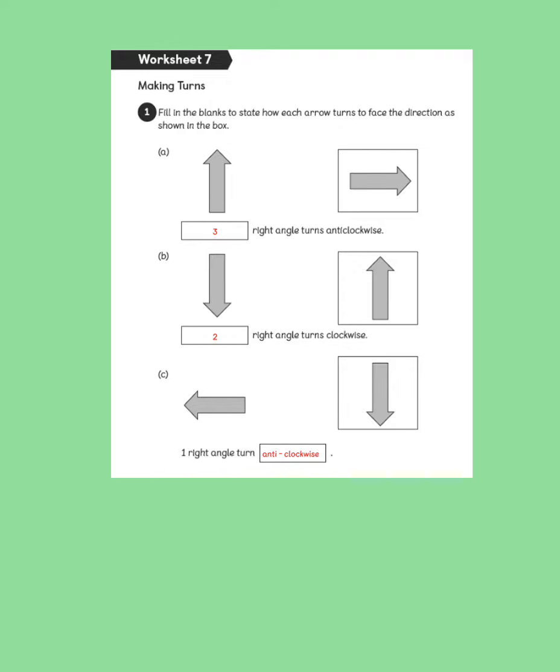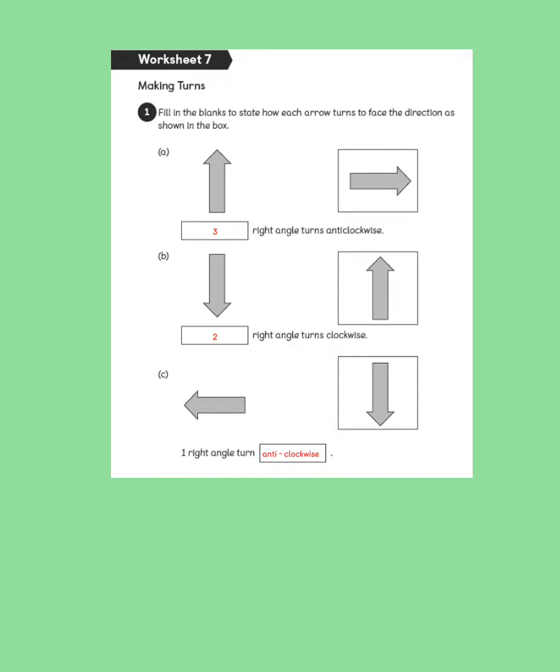Okay, so worksheet 7, making turns. Question 1 asks to fill in the blanks to state how each arrow turns or rotates, that lovely word that Charlie used earlier, to face the direction as shown in the box next to it. So, we needed to work out how many right angled turns anti-clockwise, and I hope some of you managed to spot that in there and weren't completely fooled by that.